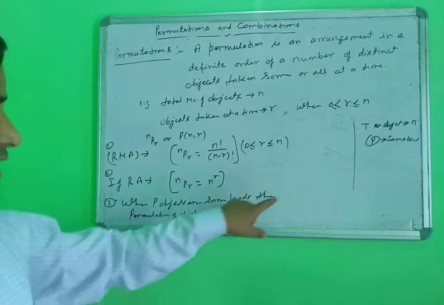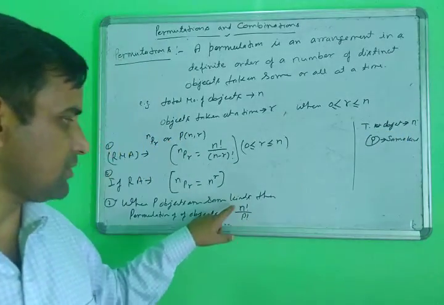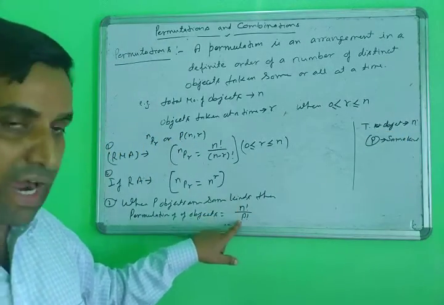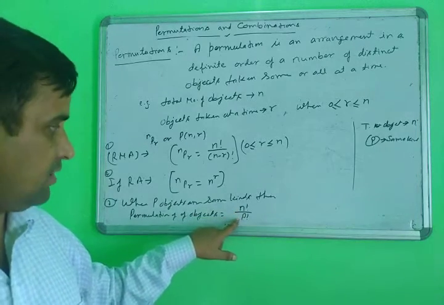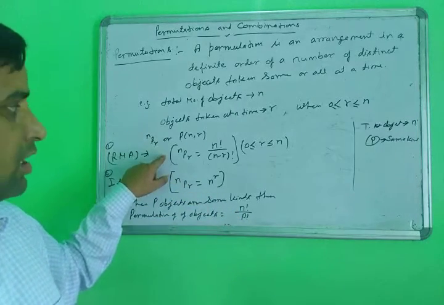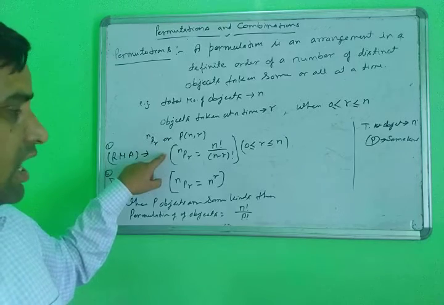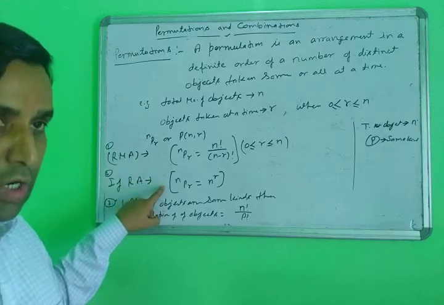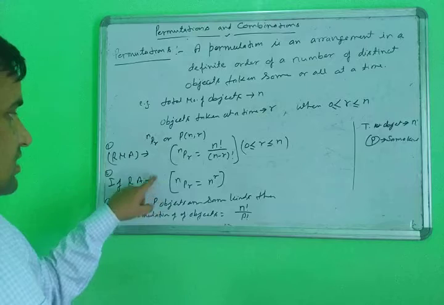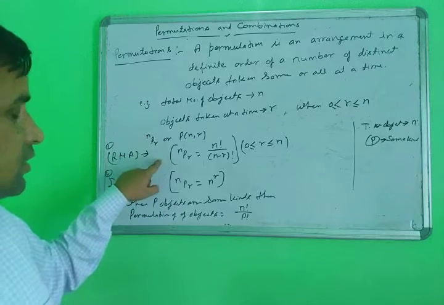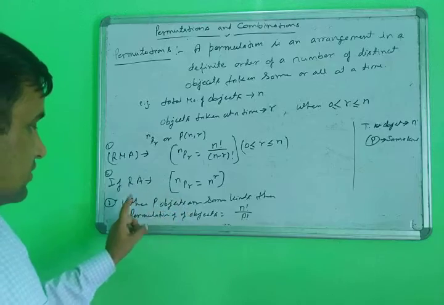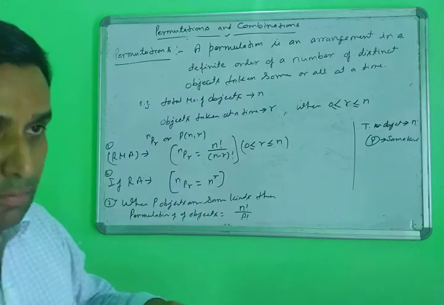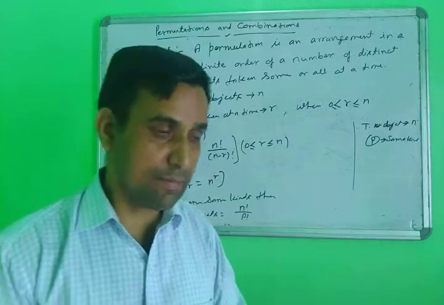If the total number of objects is n and P of them are the same kind, then you can write factorial n upon factorial P. Here, none are of the same kind. In this condition all are different kinds, but repetition is not allowed here; there, repetition is allowed. The third condition is when some objects are of the same kind.